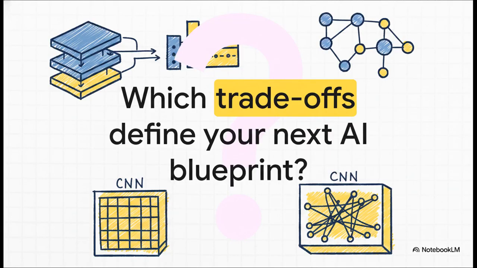We've covered a lot of ground today, right from the multi-layer mathematical engines and the clever plumbing of skip connections, all the way to the clash of inductive biases between CNNs and transformers. The next time you look at a model, I guarantee you won't just see a black box. You're going to see the scaffolding, the mathematical flow, and all the deliberate, agonizing trade-offs those architects had to make. Which leaves us with one final thought to chew on. As you look at your own data sets and the unique problems you want to solve, which architectural trade-offs are going to define your next AI blueprint?